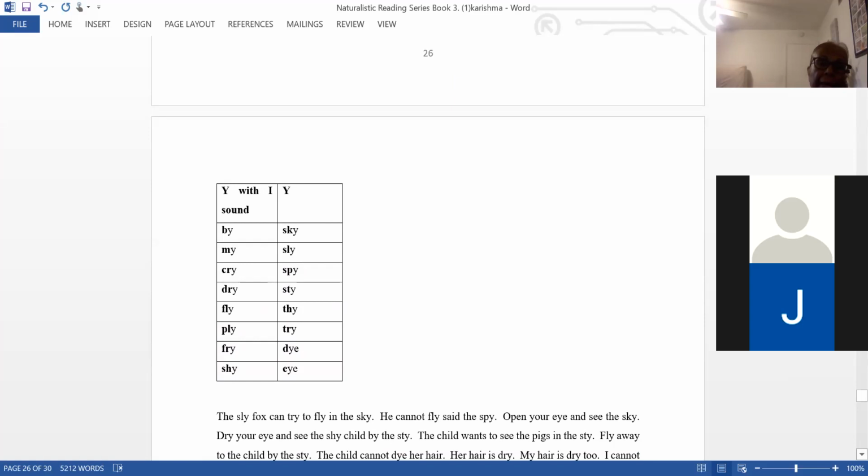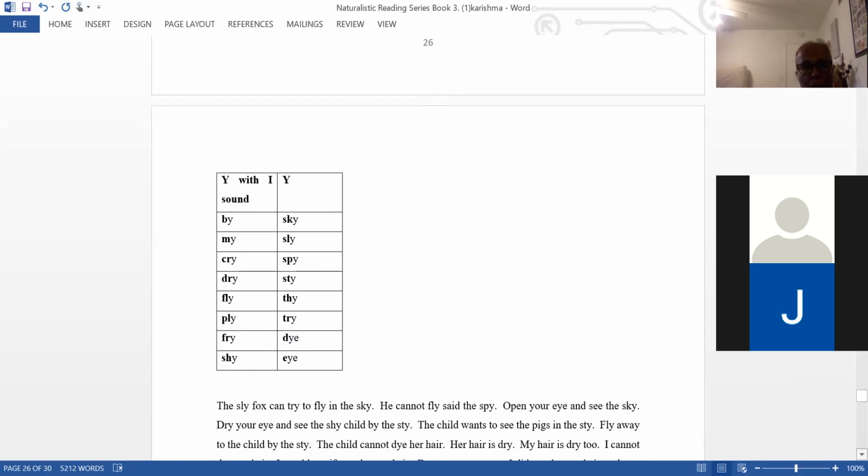Y, by, Y gives an I sound. Y is sometimes used as a vowel. You get a vowel sound, I. For example, in all these words, Y here says I. Y with I sound.